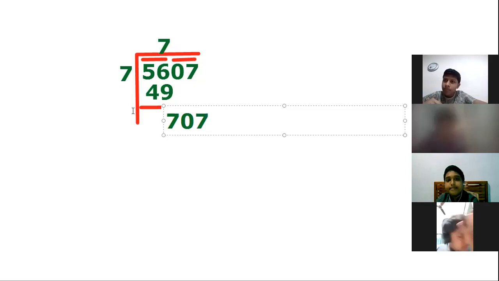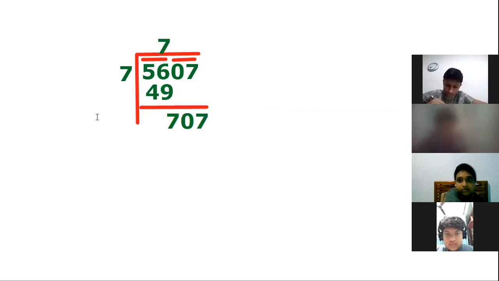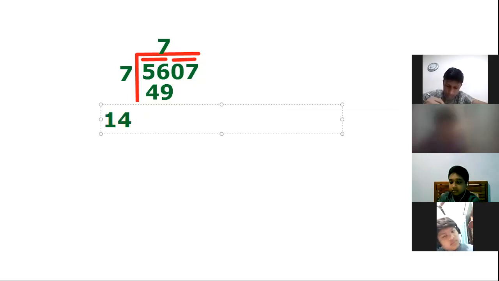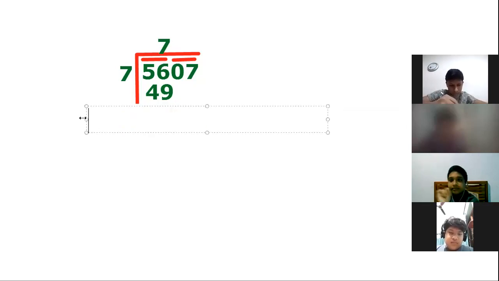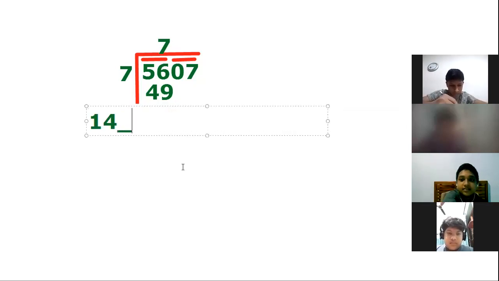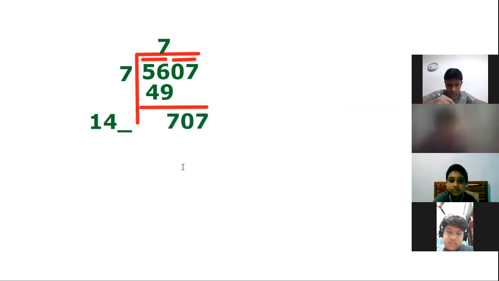So what do we do in the next step? We double the 7 we wrote at the top. We just double 7. Then it becomes 14, 14 blank. After getting 14, there will be one more digit along with it. How do we find that digit? We leave a blank space and multiply 41 into 1, 42 into 2, 43 into 3, 44 into 4, 45 into 5, 46 into 6, 47 into 7, 48 into 8, and so on.